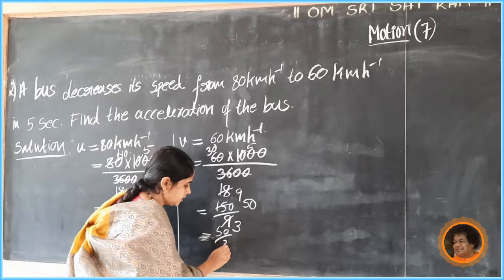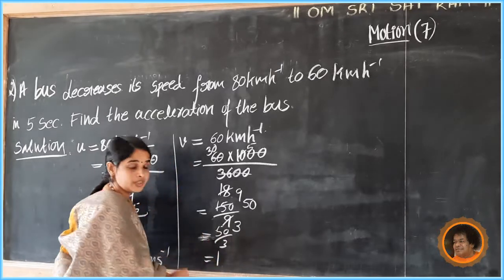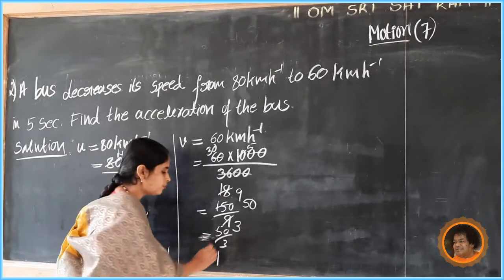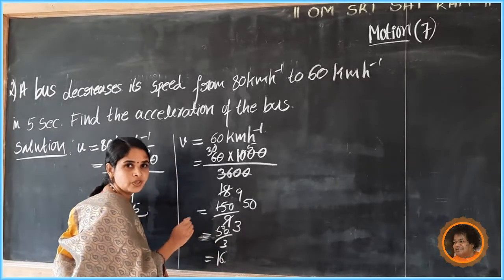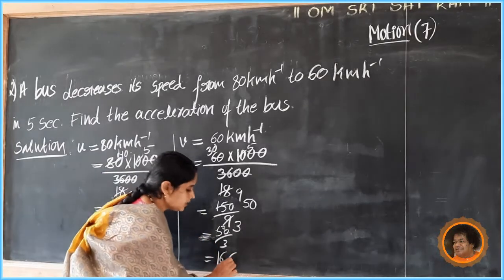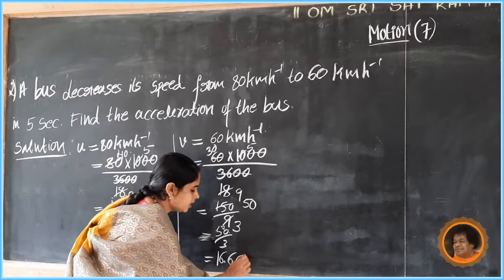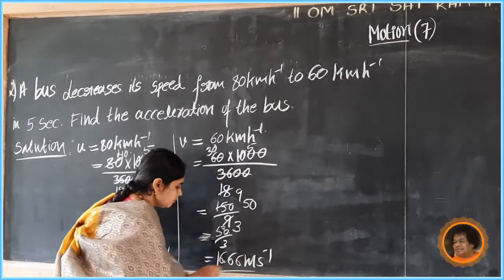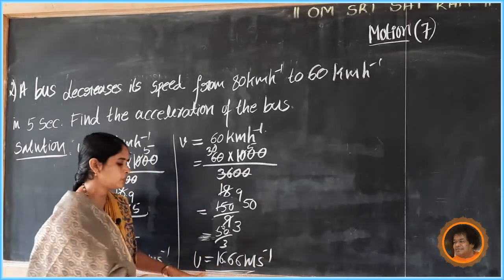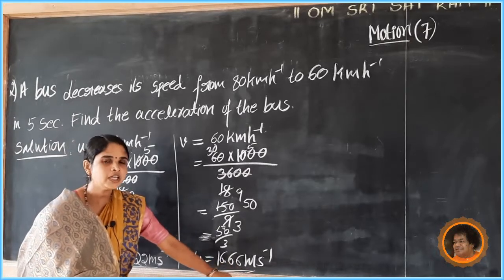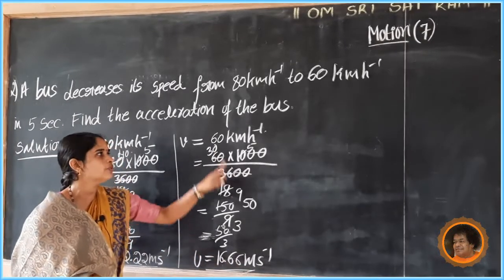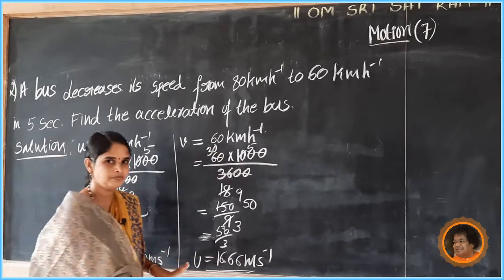50 divided by 3 equals 3 ones are 3, 4, 5, 2 remains here 20. 3 6s are 18, 2 remains here point. Again 3 6s are 18. So the final velocity V equals 16.66 meter per second. In kilometer per hour, its value is 60 kilometer per hour.